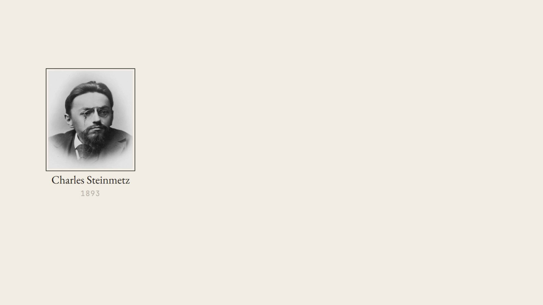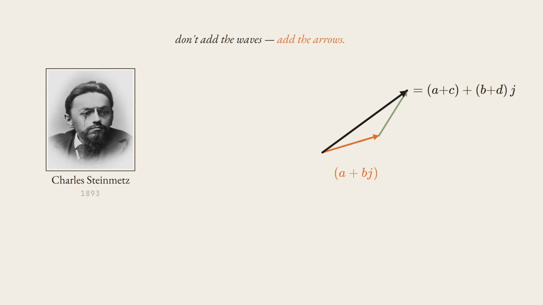Until 1893, when Charles Steinmetz saw the trick. Do not add the waves, add the arrows. Because adding two arrows is simply placing them tip to tail, and that is nothing more than adding their two numbers. This arrow plus this arrow gives one new arrow. That is the answer. A full page of triangles collapses into a single line of addition that a student could do in seconds. That is the whole secret. J had quietly turned an impossible wave problem into simple arithmetic.